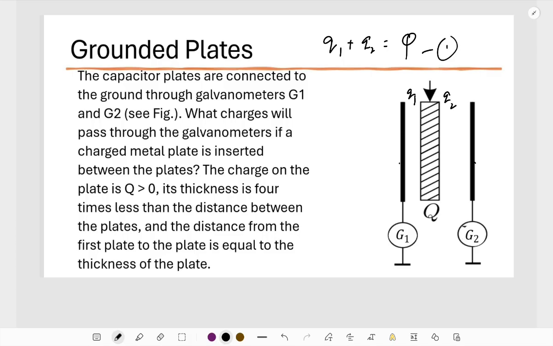Now the statement of the problem I was reading: its thickness, that means the thickness of this metallic plate, is 4 times less than the distance between the plates. That means if the distance between the plates is d, this thickness is d by 4. The next statement is that the distance from the first plate to the metallic plate is equal to the thickness of the plate. That means this thickness is also d by 4, and this is d by 4, and this is d by 4. So this will be simply d by 2, and this will be simply d by 2.